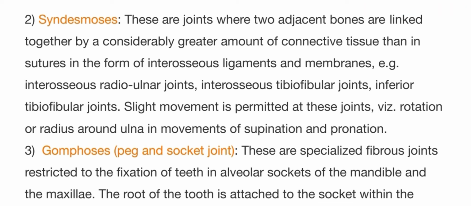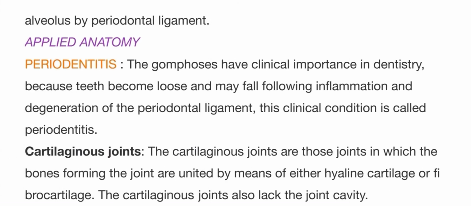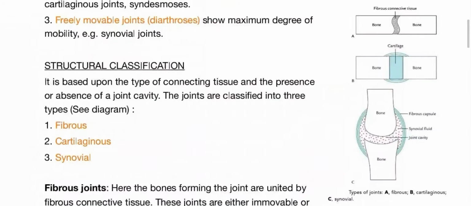The third type is gomphosis, peg and socket joint. These are specialized fibrous joints restricted to the fixation of teeth in alveolar sockets of the mandible and the maxilla. The root of the tooth is attached to the socket within the alveoli by periodontal ligament.